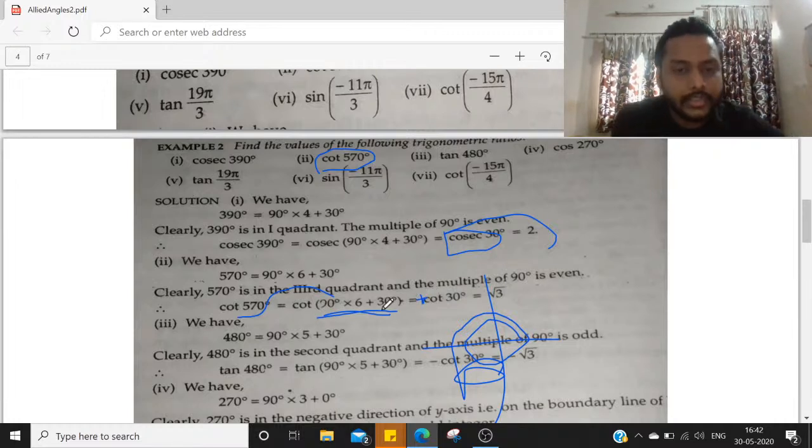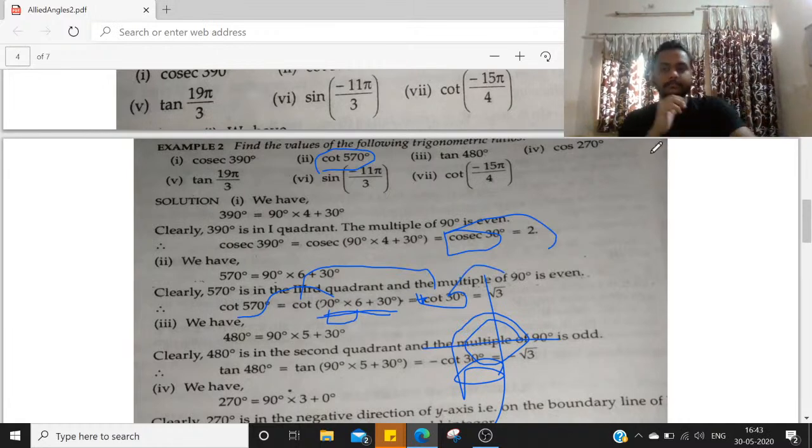पहली चीज. दूसरी चीज, क्योंकि मेरे पास यहाँ पर 90 का इवन मल्टीपल है, I have 90 times 6, that is the even multiple of 90, that is why my cot will again remain cot, मेरा cot भी cot रहेगा. Okay, and third thing, मैं इसको cot of 30 degree लिख दूंगा, that will be my root 3. Are we clear with this guys?